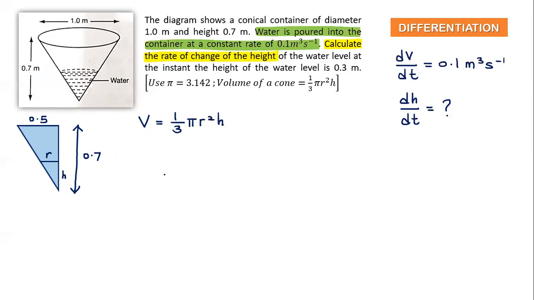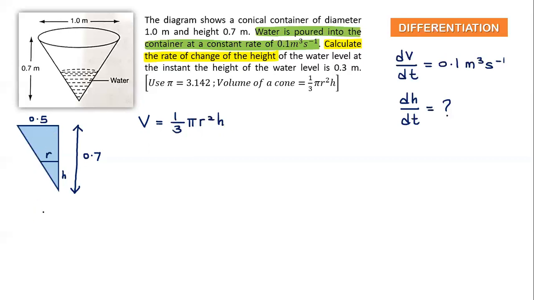Class, what you can use over here is the idea of similar triangles. Many of the students don't understand the meaning of similar. Listen, similar means we can write in a proportional method. That means this r is proportional to this value of r here, and this h is proportional to this one. So they have the same value of the proportion.